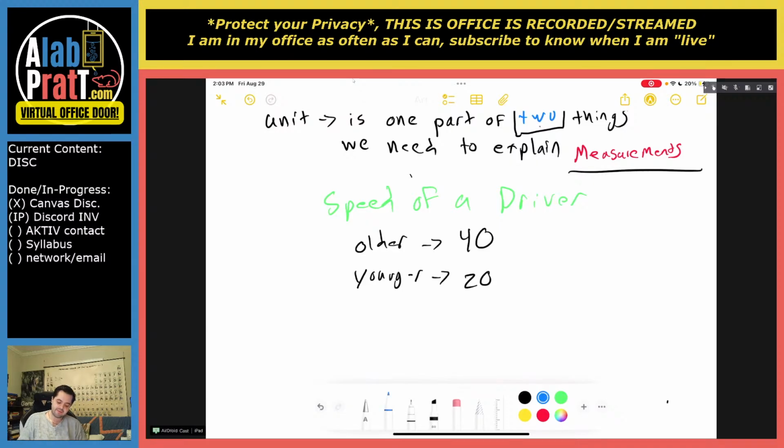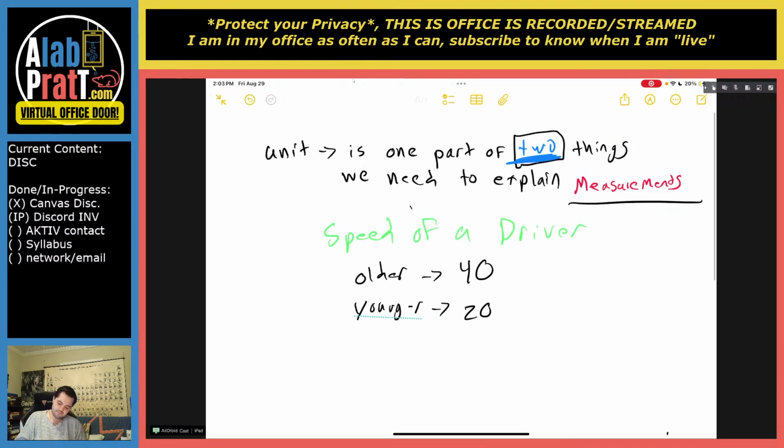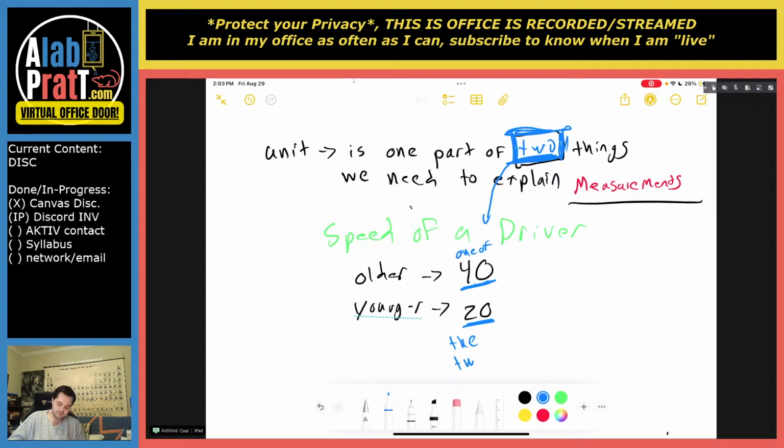But notice how I said that there are always two things. There's always two things that we need to explain in measurement, right? This is not enough. If the older is going 40 and the younger is going 20, I have given you one of the two things, right? This number is one part, but the second part, right? If we're trying to do measurements, not only do we need the number, but of course, what else do we need?